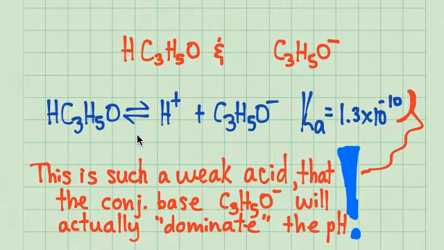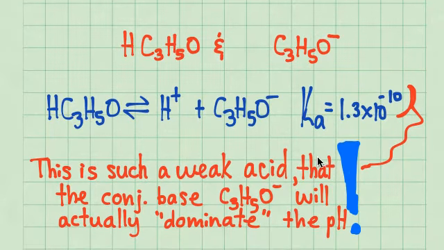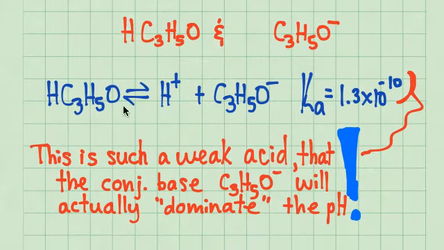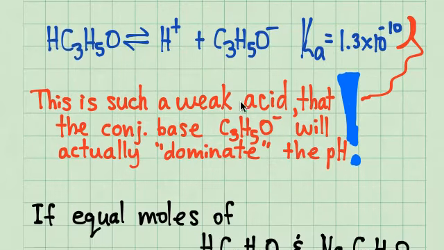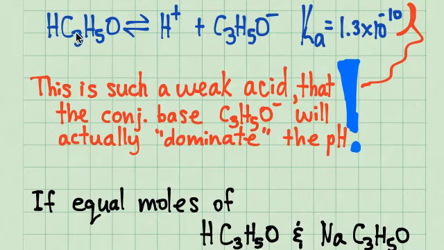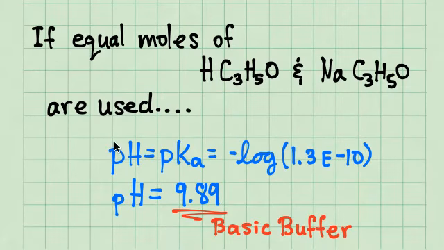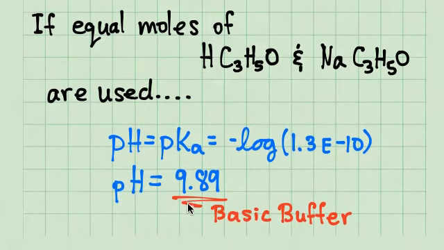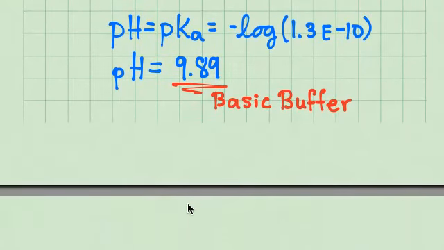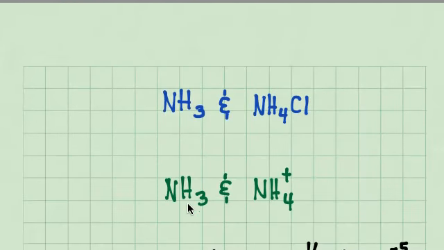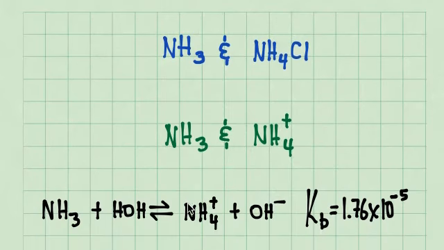So therefore, I'm going to end up with a basic buffer, which is kind of weird. I have a weak acid and its conjugate base. But again, if this is the same amount as this in the water, or approximately the same amount, then the pH equals pKa. I'll just say it straight up and take the negative log, and the pH of that buffer comes out greater than 7. So even though I had a weak acid, it was a basic buffer.